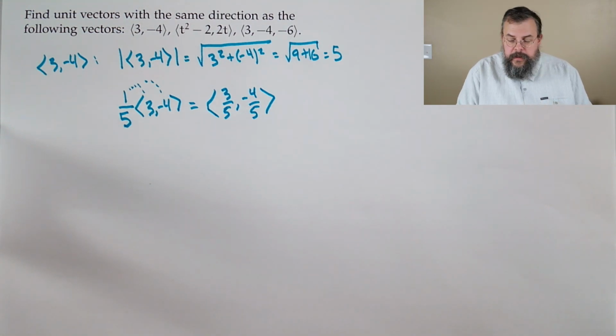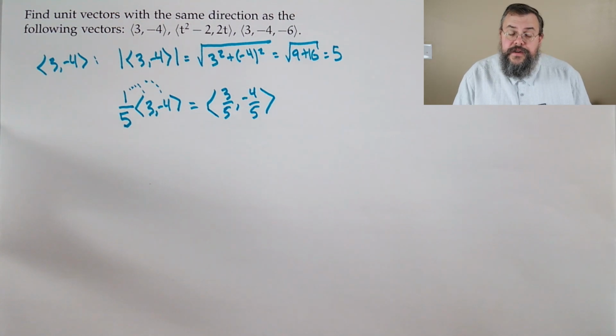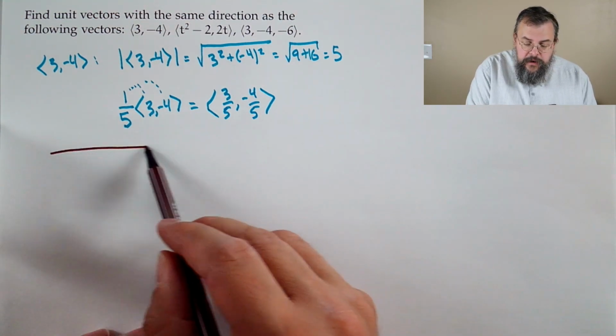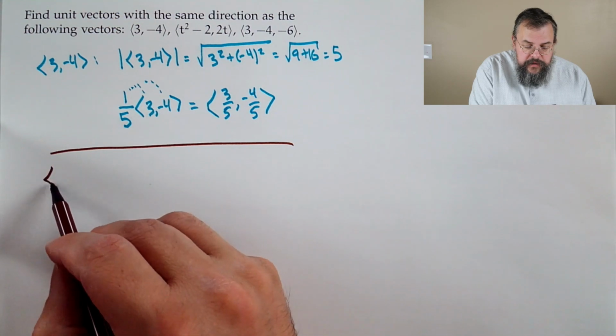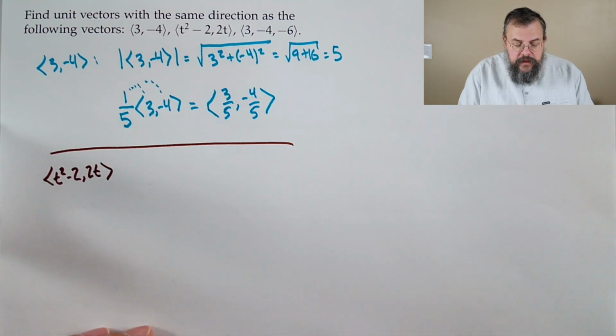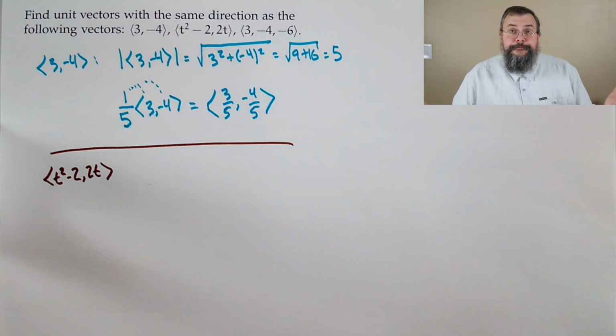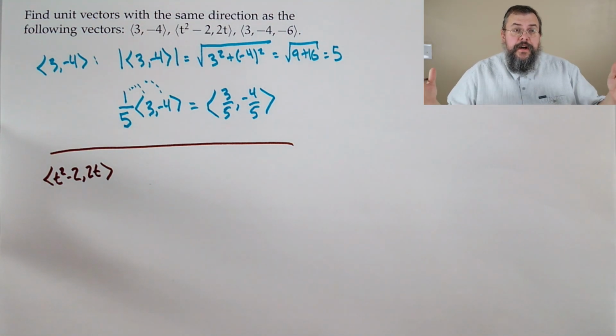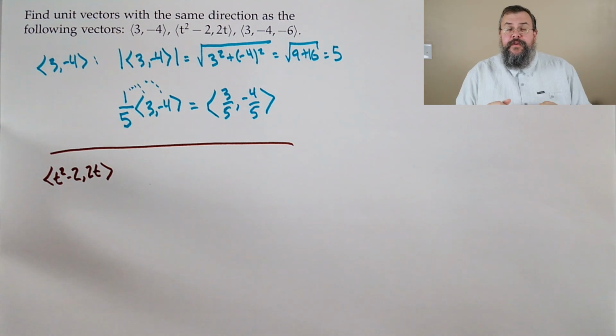Okay, well, now to the next one. Now the next one seems a little strange. Because what do we have? Well, we have a vector here, but our vector involves this symbol t. And the question becomes, are we allowed to do that? And the answer is, sure, why not? Why not have some symbols in there?